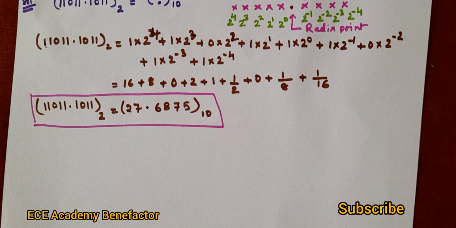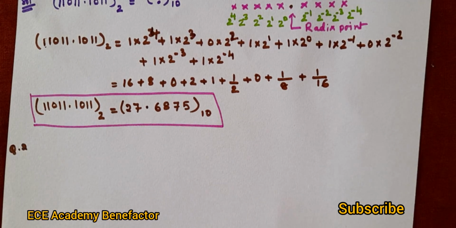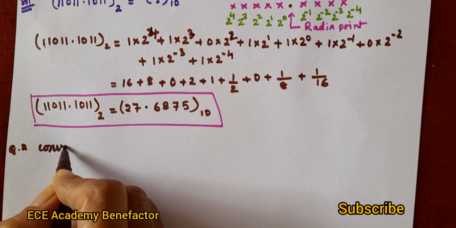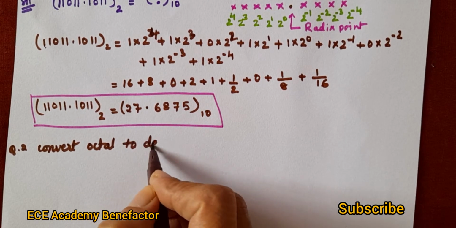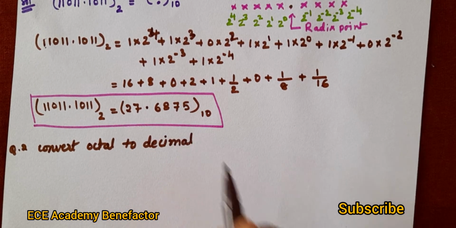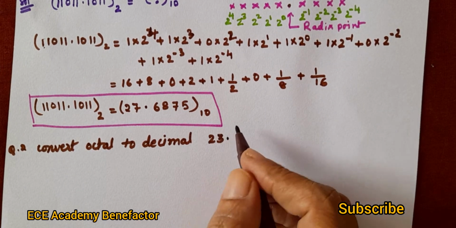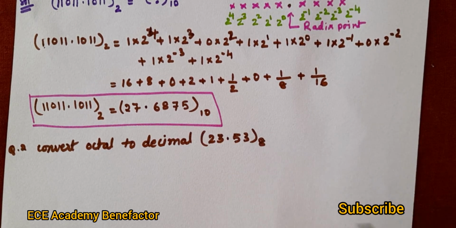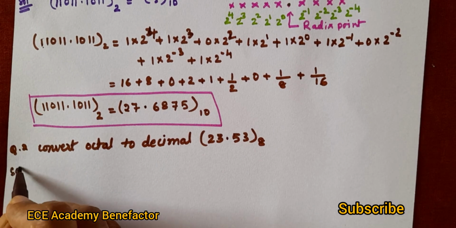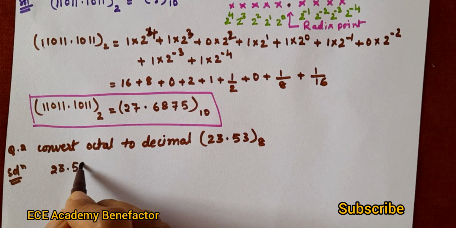Now, coming to the next question, convert octal to decimal. I have to convert octal to decimal. What is the given question? 23.53. It's an octal number. You have to convert it into decimal. Start the solution. Write the question. 23.53 octal.